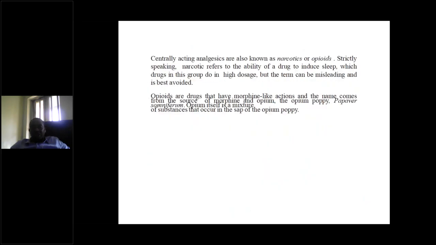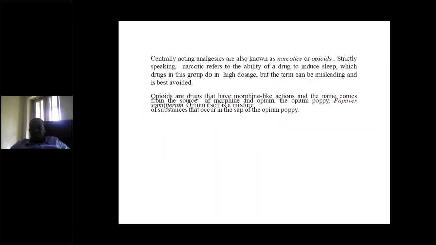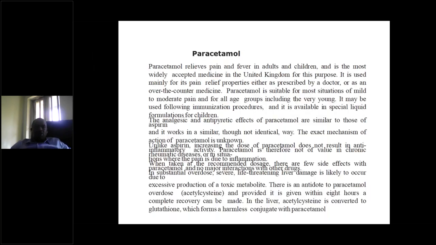So next week we'll be looking at endocrine drugs and respiratory drugs. So any question before I round up this class? Yes, please. I have a question. Good afternoon, sir. This is Amaka from Ecology Center. Good afternoon. Sir, please, I want clarification on the assignment. Should we make the diagram ourselves? And if so, how do we submit the assignment?